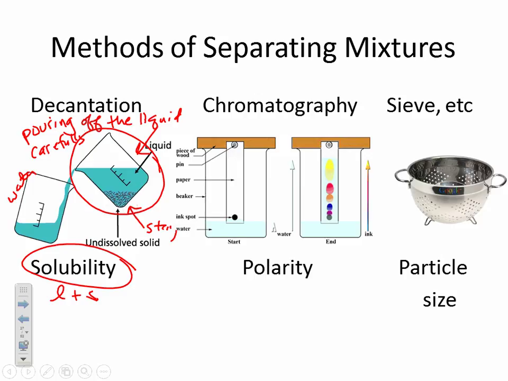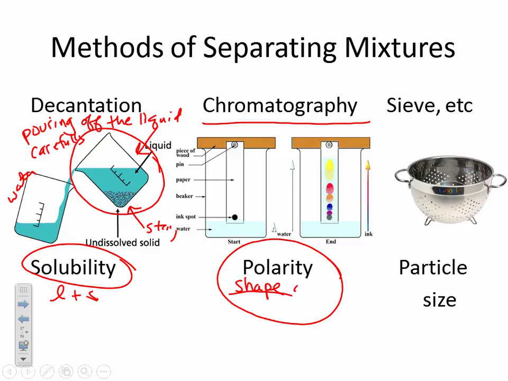Next up is chromatography, which separates based on polarity. We'll be doing an example of chromatography in class. Again, polarity refers to the shape of a molecule. And we're going to be seeing that later. We're going to be talking a lot more about polarity in our bonding unit.